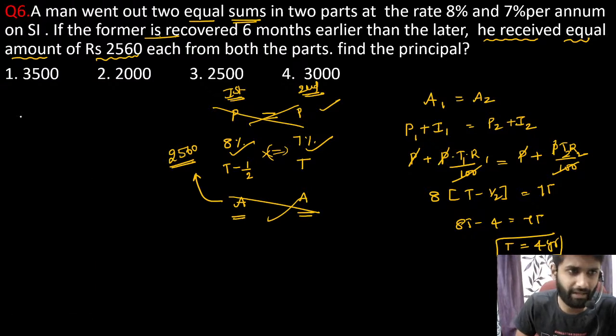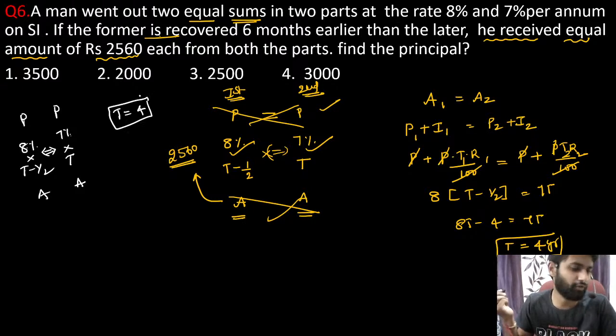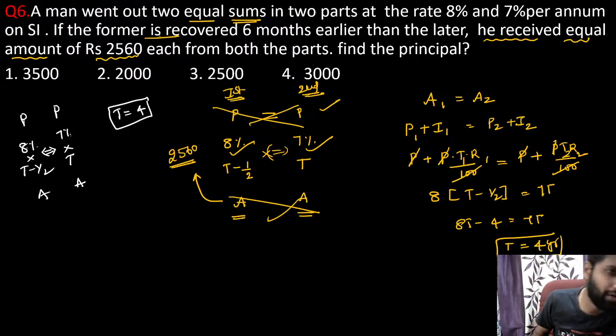Now see, again I'm telling you: equal principal, with the duration and rate of interest completely different, and the amount is the same. Then you should multiply these two numbers and multiply these two numbers, and just equate them. Now again observe, guys: 8 into (T minus 1 by 2) and 7 into T. Here the difference is 1, and half of 8% is exactly equal to 4, guys. Directly you can consider the time as 4 years.